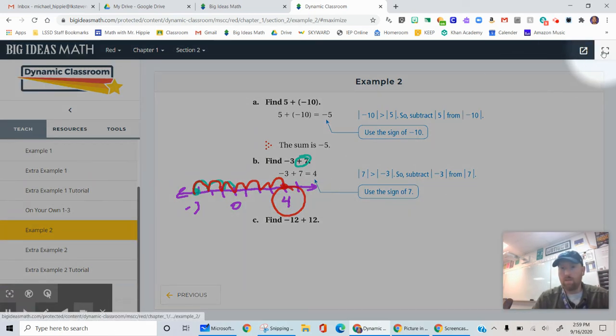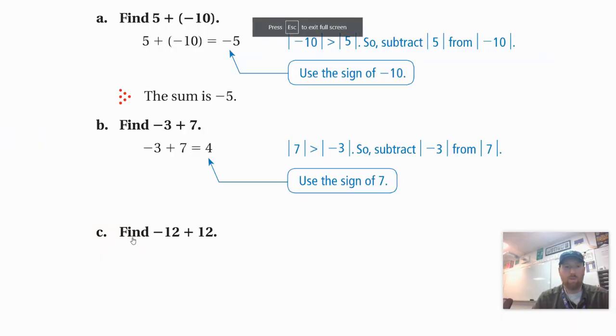All right, and then my last problem here was find -12 plus 12. So if I've got a negative and a positive, they're both the same number. What are they going to do? Well, they're going to cancel each other out.